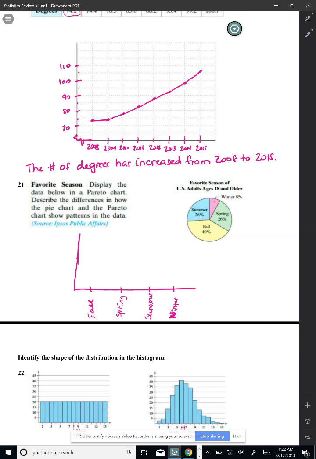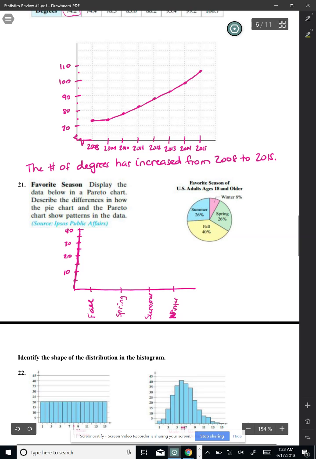And then on the side, you do your percentage. So across the bottom here would be your seasons, and going up the side would be the percentages. And we need to go all the way from 8% up to 40%. So I would count by fives. So we would have 5, 10, 15, 20, 25, 30, 35, 40, and you can just label every other one. Or if you want to, you can label every one.